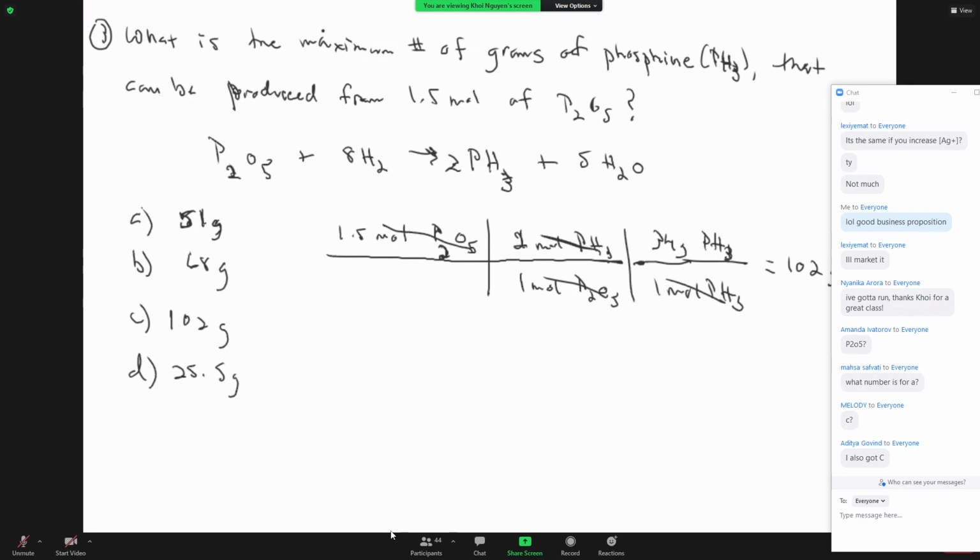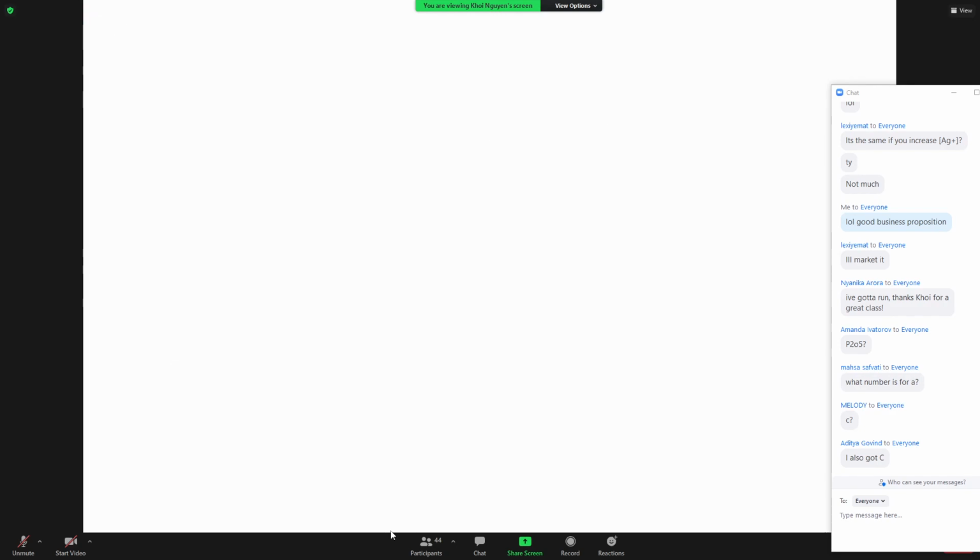Any questions on that? I have a question dealing with the difference between KSP and which is more soluble after. Okay. Fourth question. Don't say anything, I'm going to move on.